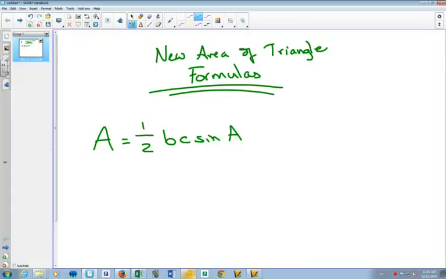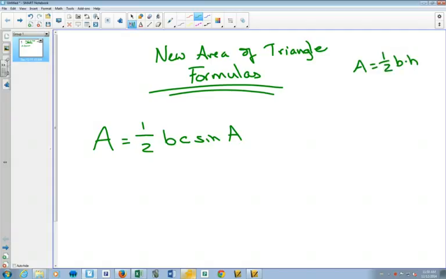because before now we had our old area formula. Do we remember our old area formula for a triangle? Yeah, like just base times height divided by 2. So sometimes it's written like this, 1/2 base times height.